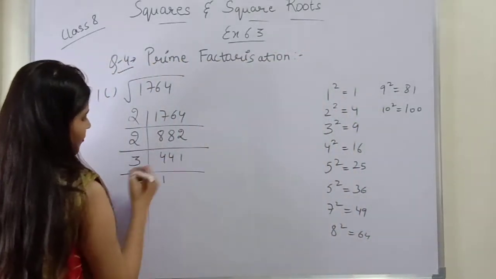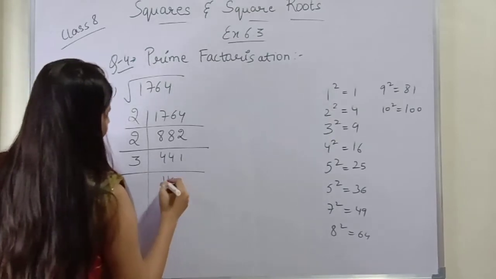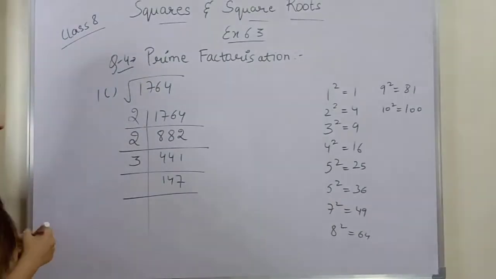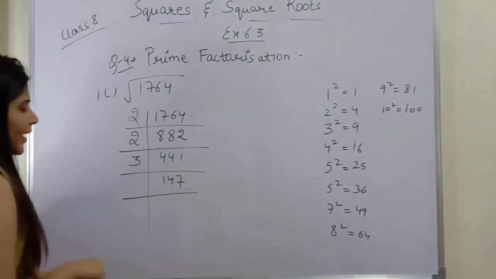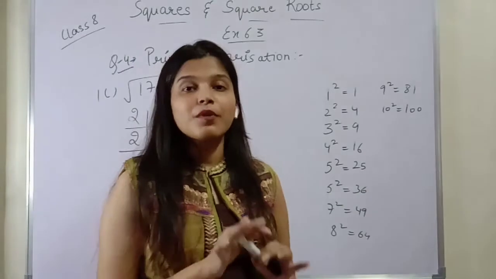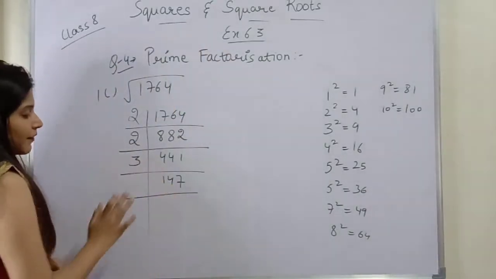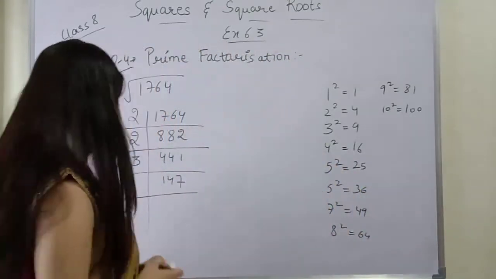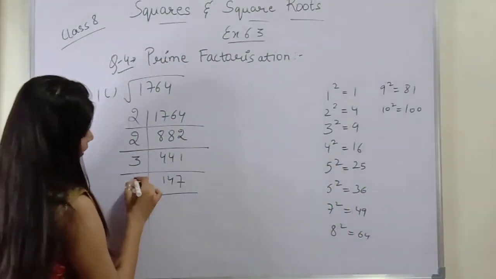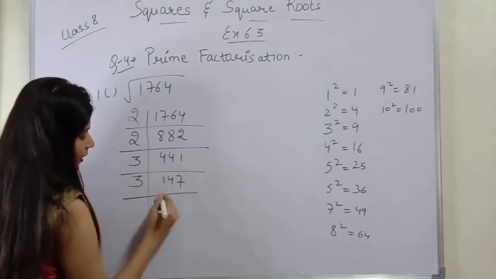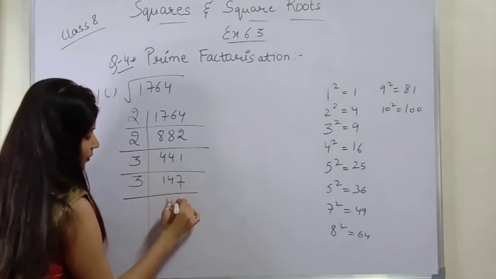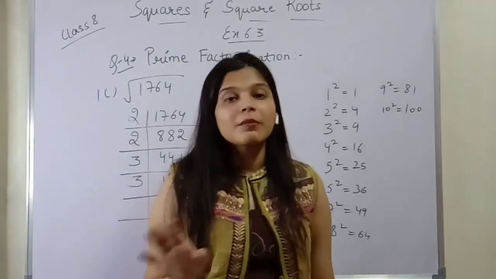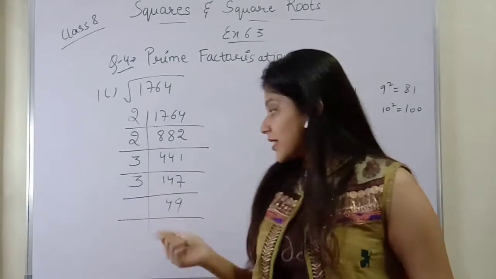3 1s are 3, 14. 3 4s are 12, 21. 3 7s are 21. Now again check whether 147 is a multiple of 3. 4 plus 1 is 5 and 5 plus 7 is 12 and 12 is a multiple of 3. So yes, it is a multiple of 3. 3 4s are 12 and 3 9s are 27. Now 49 is not a multiple of 3. It means ये 3 से नहीं जाएगा.